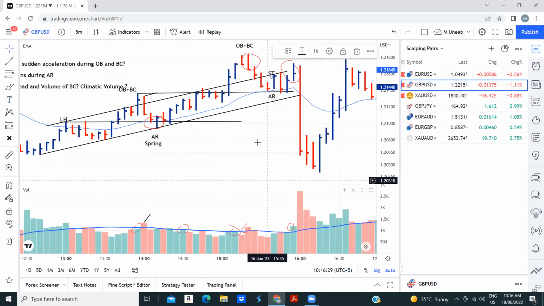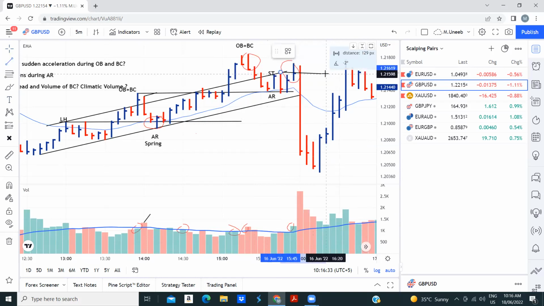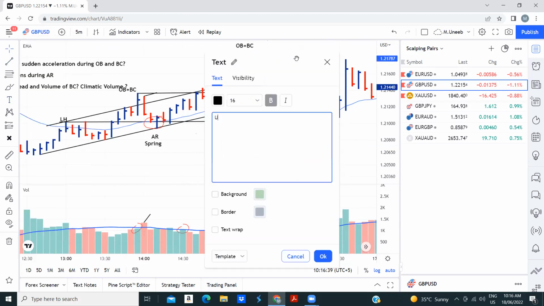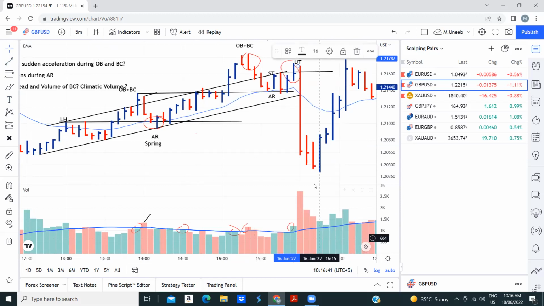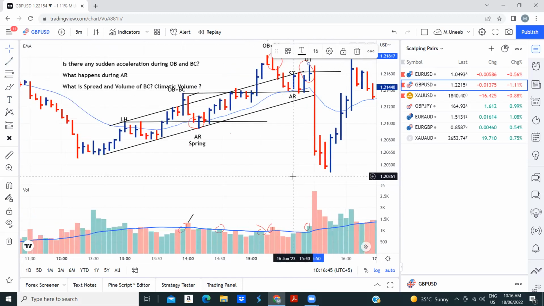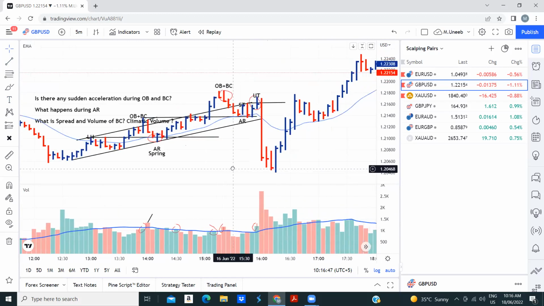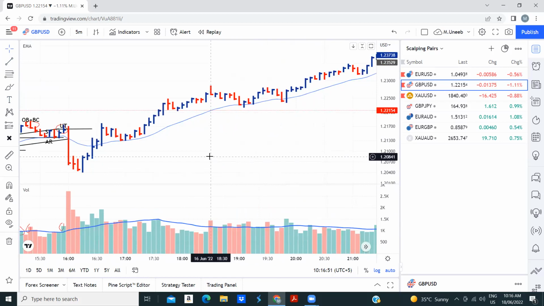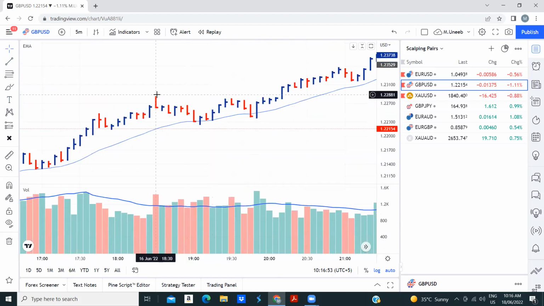After the secondary test, what do we see here? Upthrust, am I right? UT. And what happens after upthrust? The price falls down. Got it?